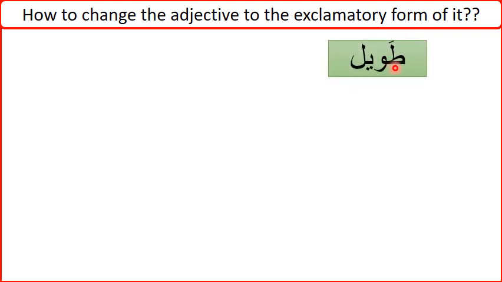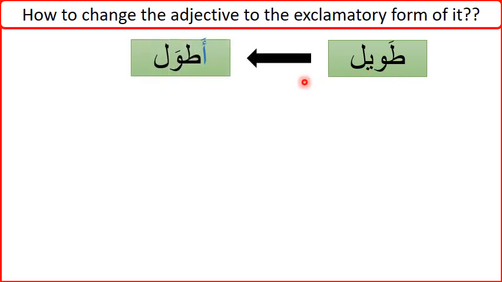For example, the adjective طويل. طويل means tall. To change الصفة, the adjective طويل, into the exclamatory form, it will be أطول. أطول. Say it with me again. اقرأ. أطول. طويل. أطول.